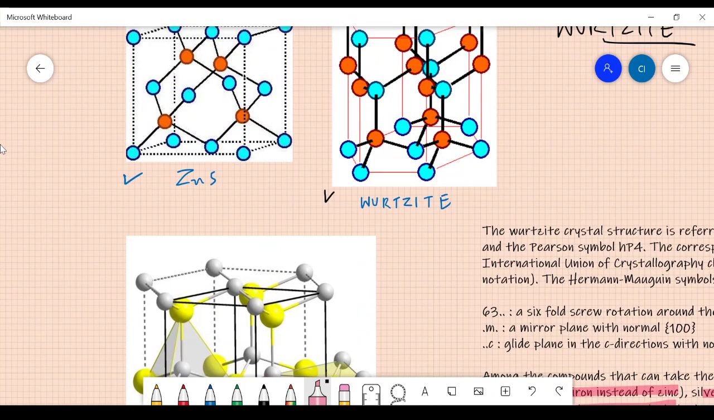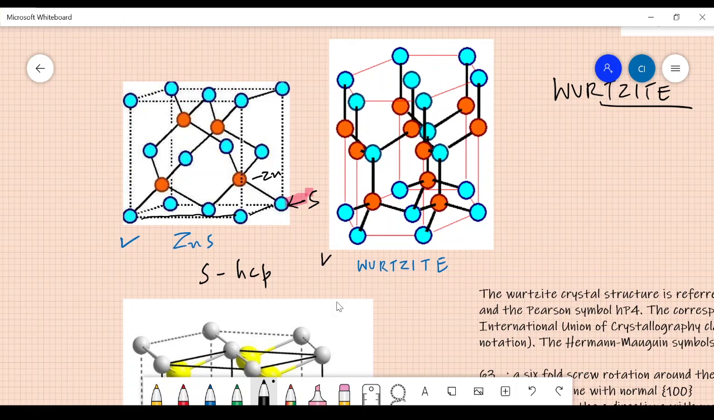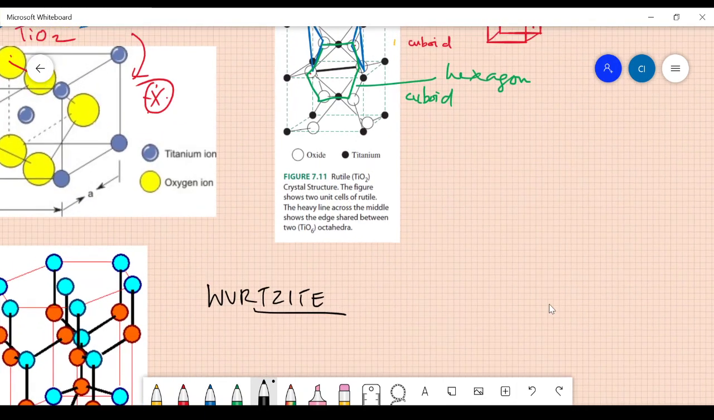Where are the sulfur atoms there? Just a minute, I'll mark them. These are the sulfur atoms, and this is the zinc atom. The sulfur atoms are arranged in hexagonal close packing. So when you see a cuboid, this length is larger and this is shorter. When you see a cuboid, you can see that it can also be placed in a hexagonal arrangement. How two cuboids can give rise to one hexagon is what we have seen here.